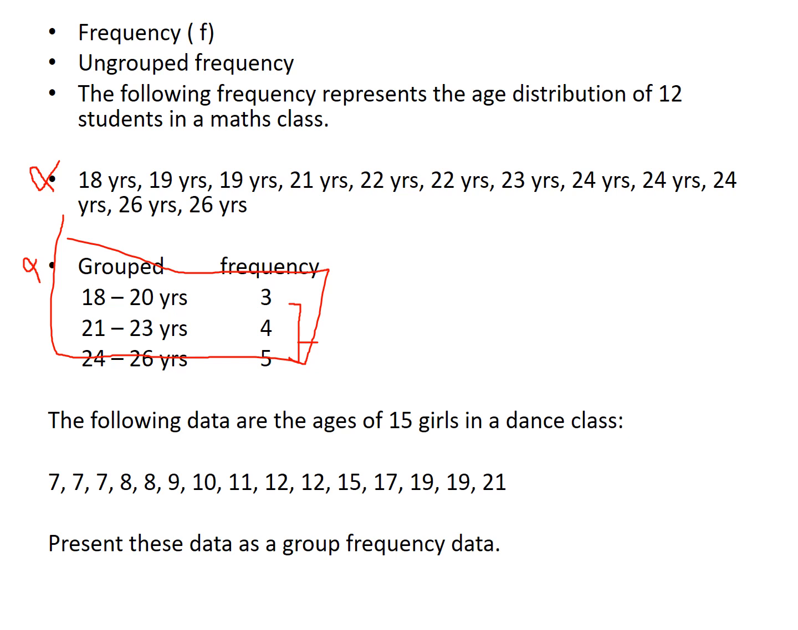So again, we have another example here. The following data are the ages of 15 girls in a dance class. You can present this data in terms of grouped information, because it's not going to be much good to you if it's not grouped. So you're going to need to group it and provide frequencies for those groups, and then you can work out all the appropriate calculations.